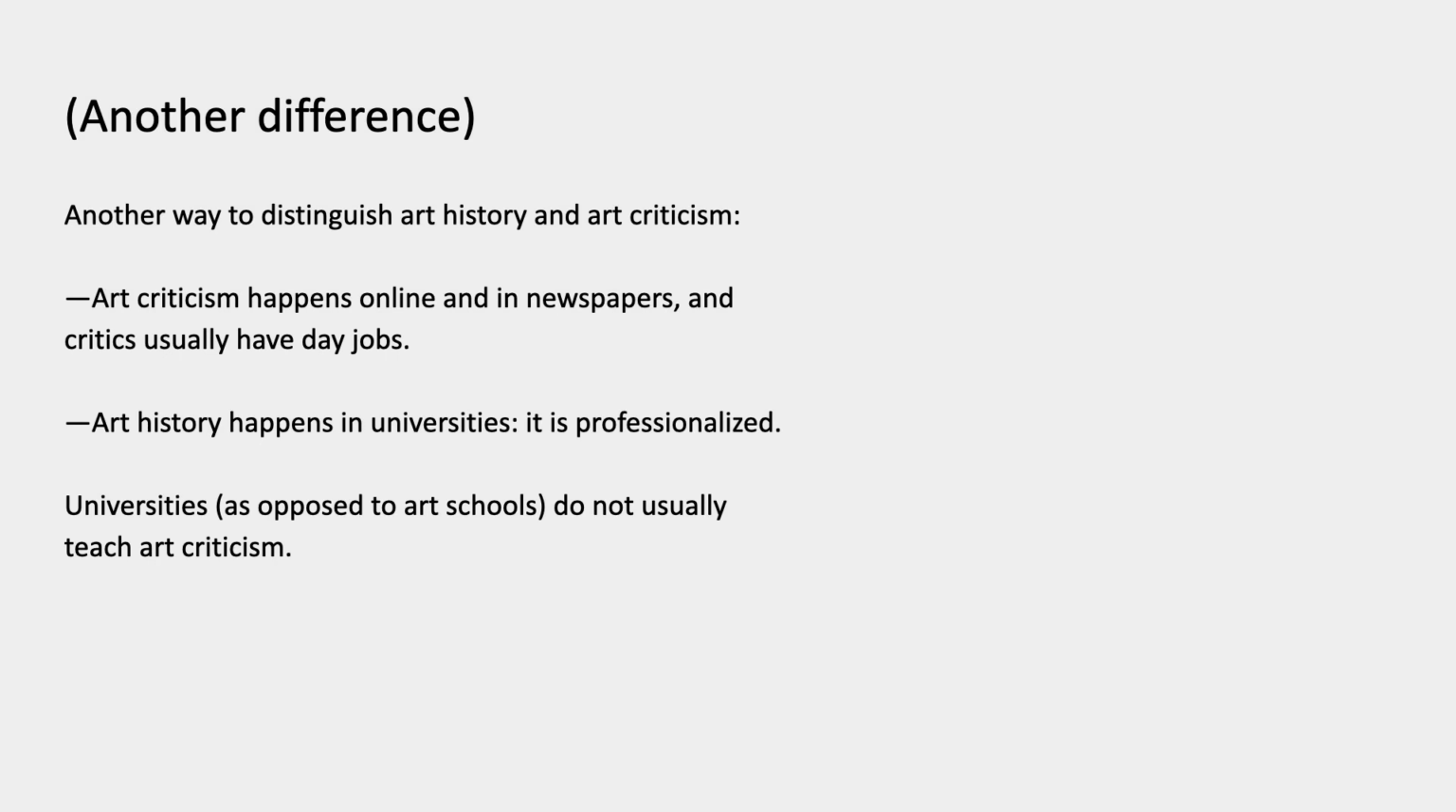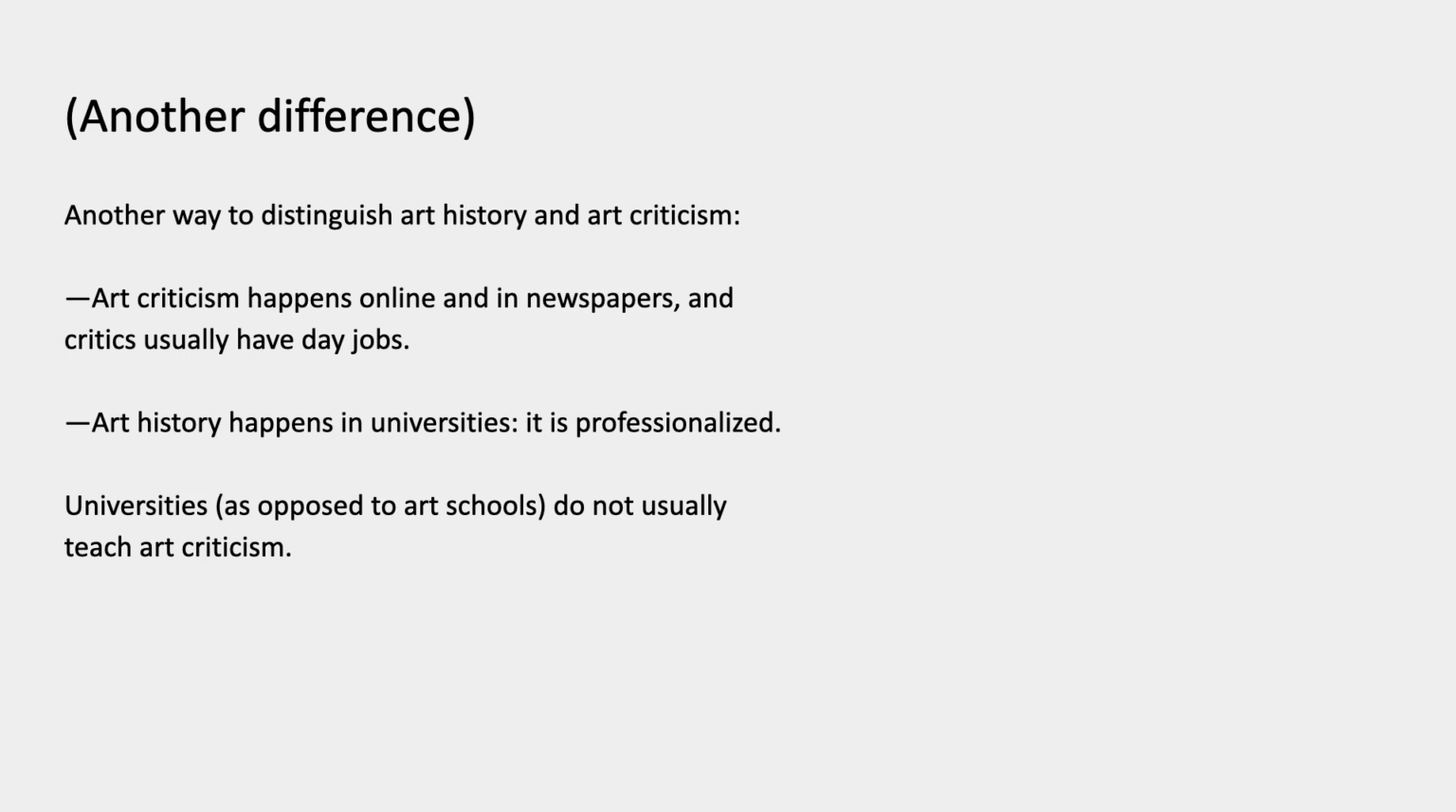Incidentally, parenthetically, these surveys suggest another way to distinguish art history from art criticism. You could also do it institutionally or economically. You could say art criticism happens online and in newspapers, and art critics usually have day jobs. And art history happens in universities. It's very professionalized. This way of defining art history and art criticism could also be used to talk about art theory, which mostly happens in universities. And it has the virtue of not trying to describe what the content of the writing is at all. It would be a kind of institutional or economic description.